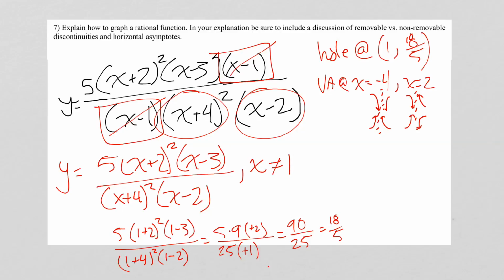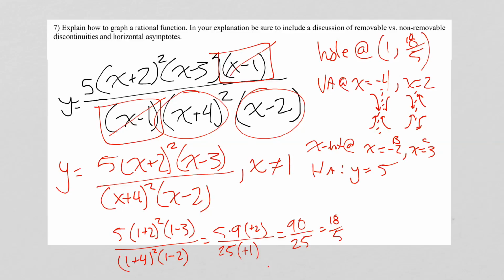What else? Zeros! Let's find our zeros, aka our x-intercepts. X-intercepts will occur at x equals negative 2, which will bounce because of the multiplicity, and x equals 3, which will cross. Okay, what else? How about a horizontal asymptote? Since the degree of the numerator is the same as the degree of the denominator, it will have a horizontal asymptote at the value of our coefficient, which is 5. So horizontal asymptote at y equals 5.